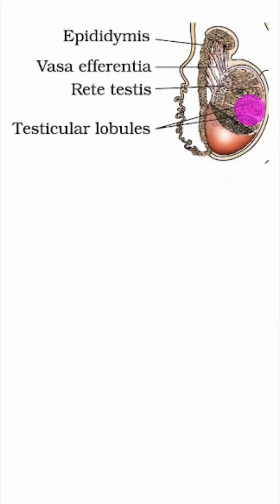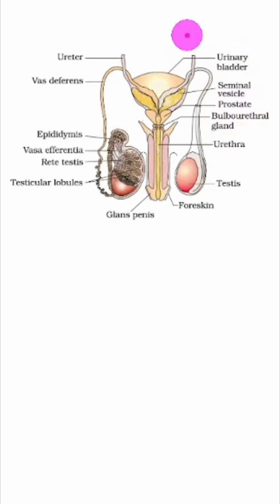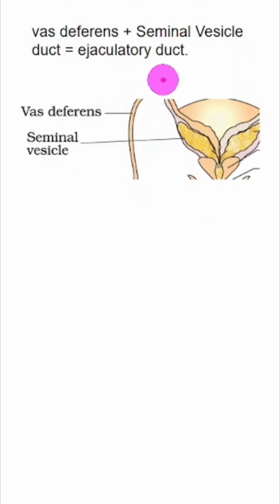Now similar image in NCERT textbook shows seminiferous tubule here. This is rete testis, this is vasa efferentia, epididymis, and then vas deferens. Vas deferens will then merge with the duct from seminal vesicle, so it will form ejaculatory duct.